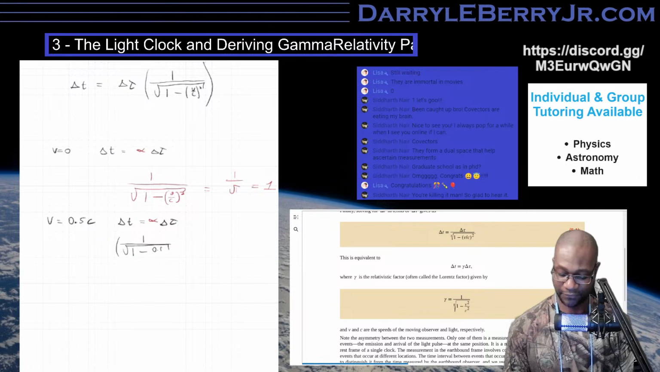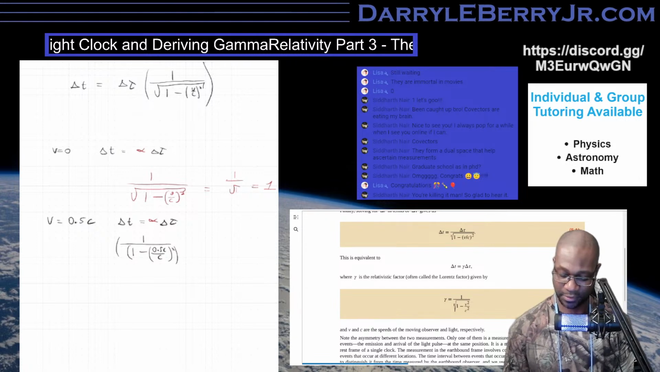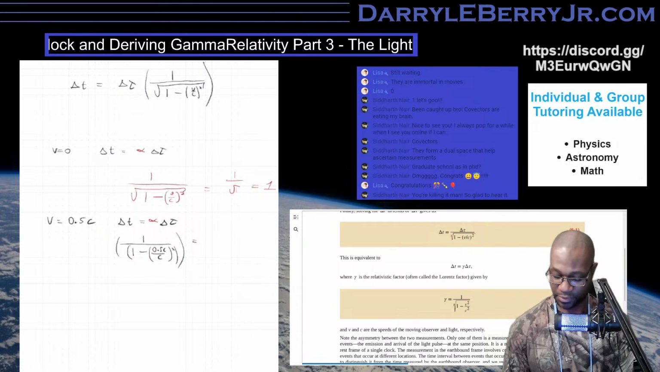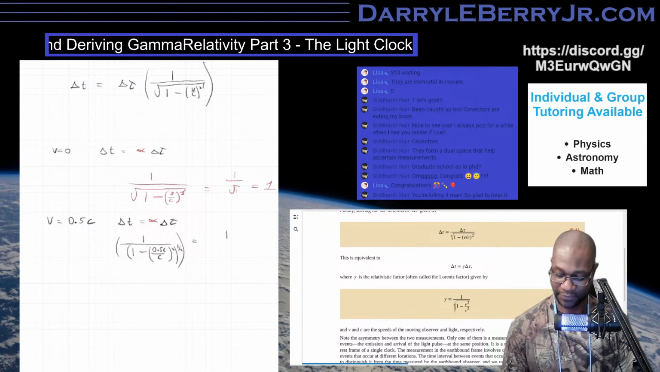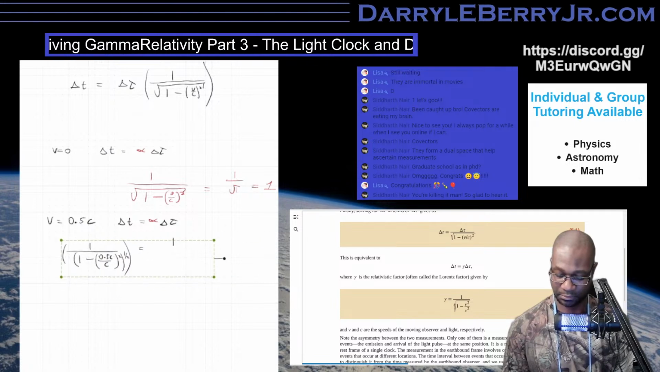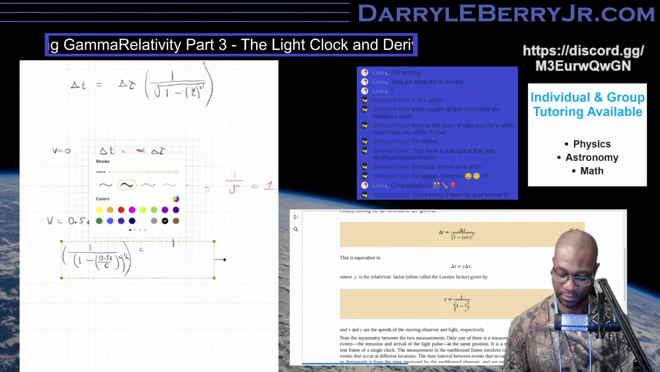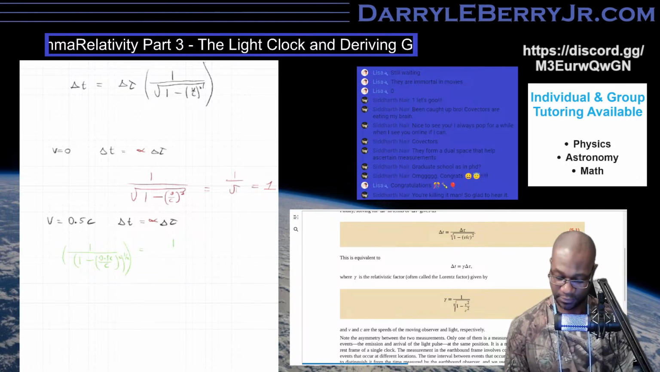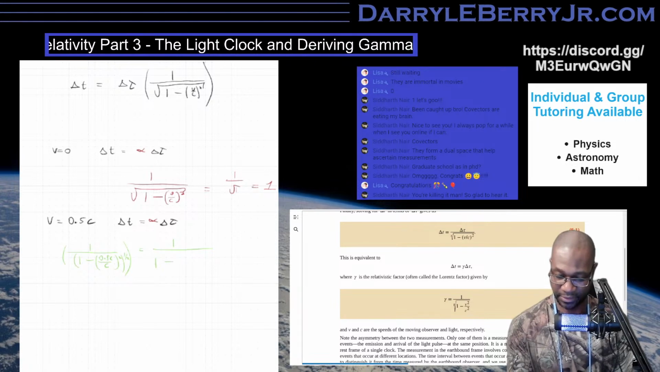We have 0.5 c over c, and this is all squared. I forgot my square root, so I'll put the square root here. There's a 1/2. All I'm doing, by the way, is just the gamma part. Maybe I'll put it in a different color. So then we have 1 over 1 minus, and the c's are going to cancel.